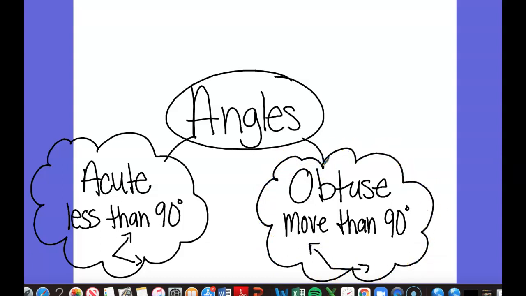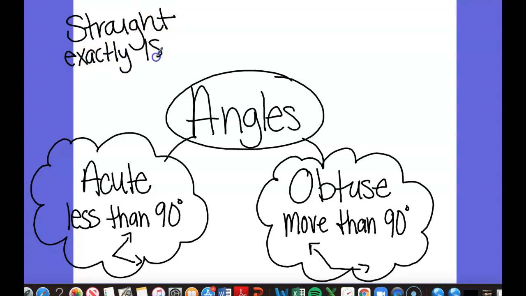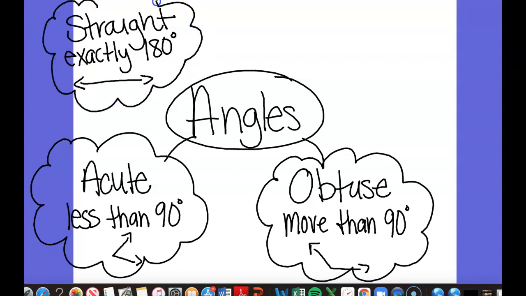We also have what's called a straight angle. And that measures exactly 180 degrees. It can be either a horizontal line or it could also be a vertical line. But it is a straight line. It could also be a diagonal line as well.